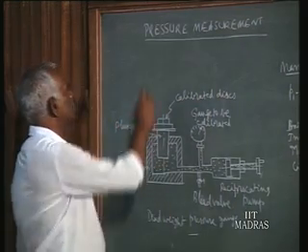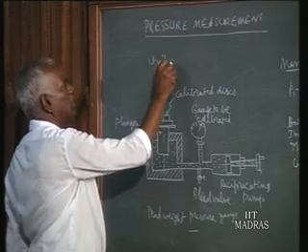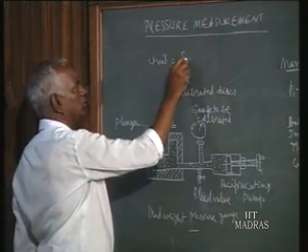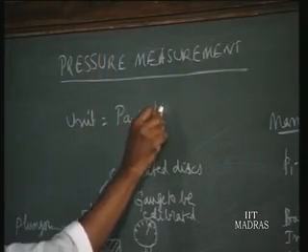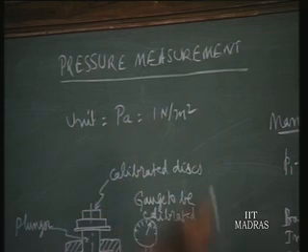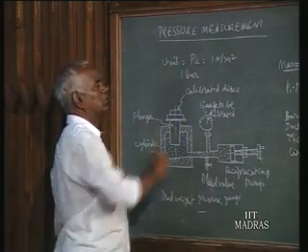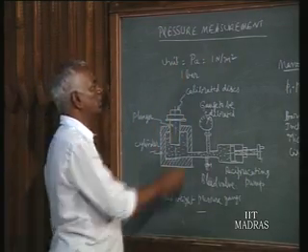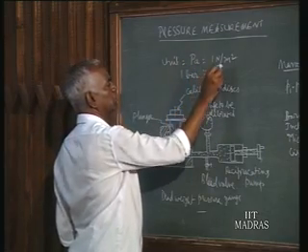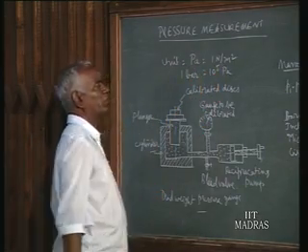The unit for pressure is Pascal. Unit is Pascal, which is equal to 1 Newton per meter square. That is the unit for pressure. And we have the 1 bar. This is also used as a unit for pressure. 1 bar is equal to 10 to the power of 5 Pascal.